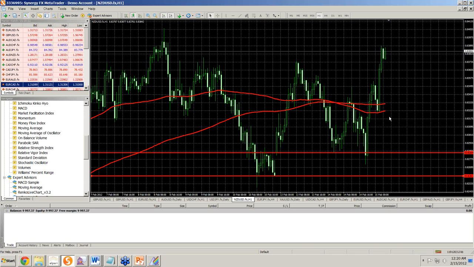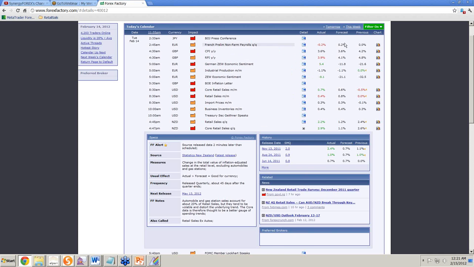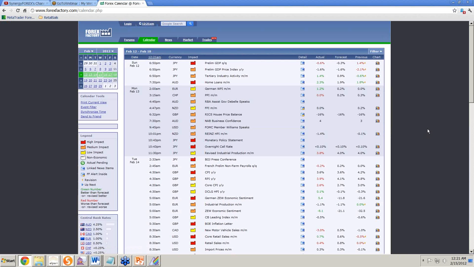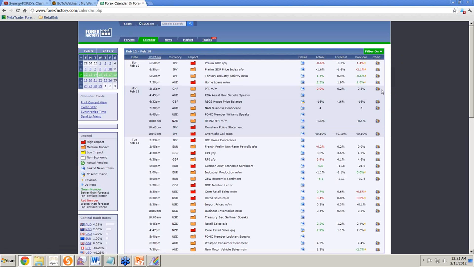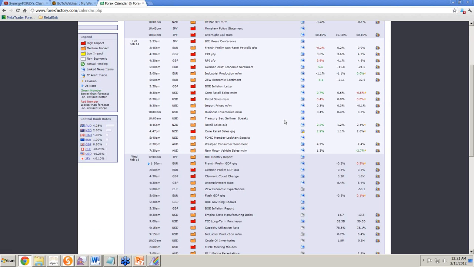So this is why you always need to know when the news is coming out and what effect certain news announcements might have. Forex Factory is a great site. You can filter it so that you can show certain currency pairs, and if you want to get rid of announcements that may not have an effect on the market, you can just get rid of the yellow and the white, and then you'll only see things that should have some sort of impact on what's going on.